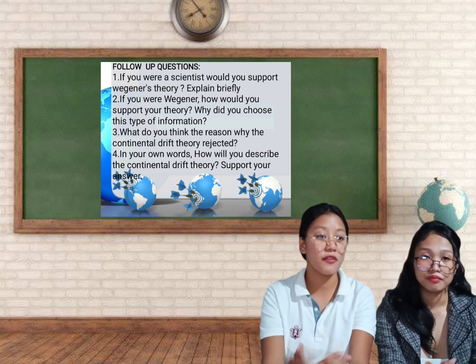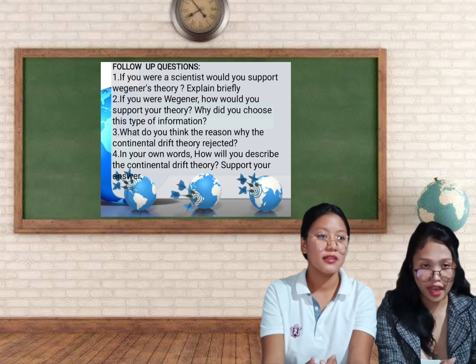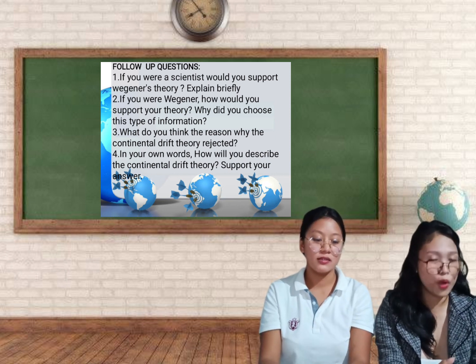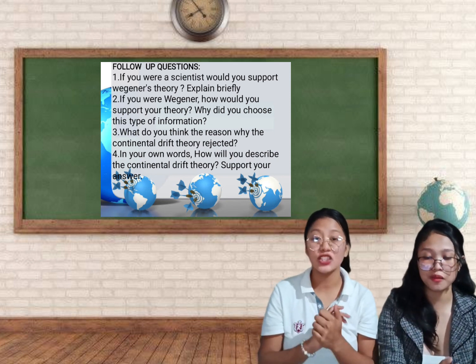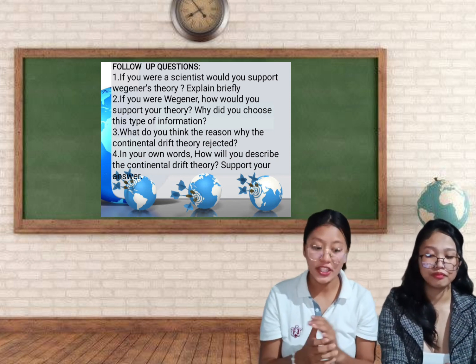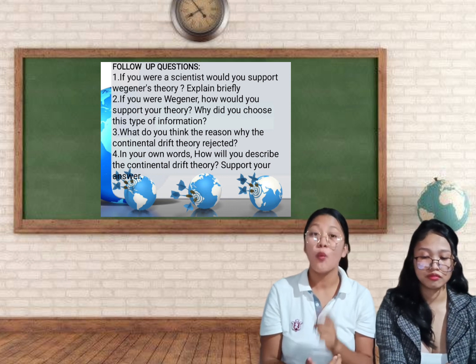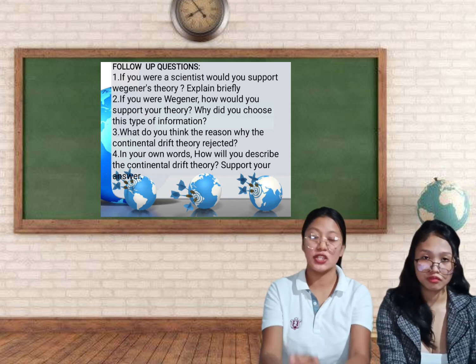Miss Robert. Mr. Robert. Okay. Yes, that's right. Good. So, number two, excuse me, class. The second question is, if you were Wegener, how would you support your theory? Why did you choose this type of information?